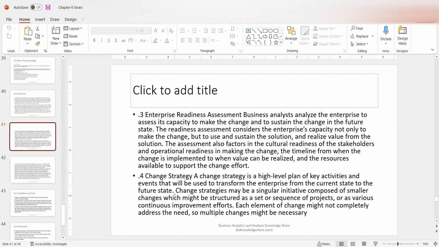Change strategy. A change strategy is a high-level plan of key activities and events that will be used to transform the enterprise from the current state to the future state. Change strategies may be a singular initiative composed of smaller changes, which might be structured as a set or sequence of projects or as various continuous improvement efforts.